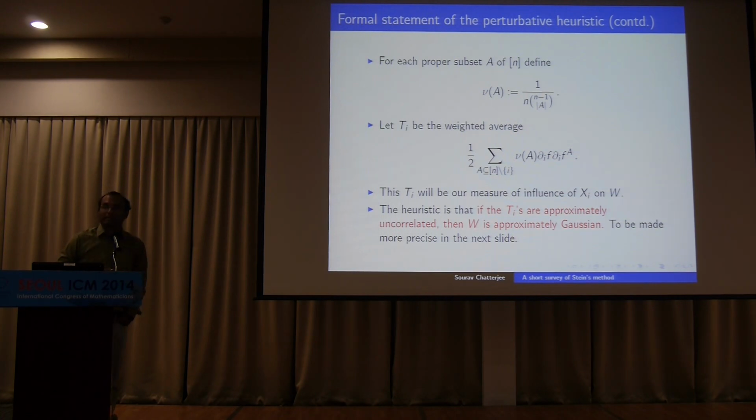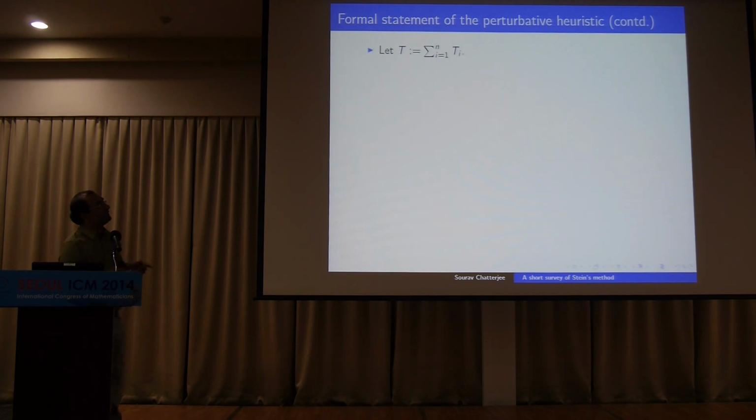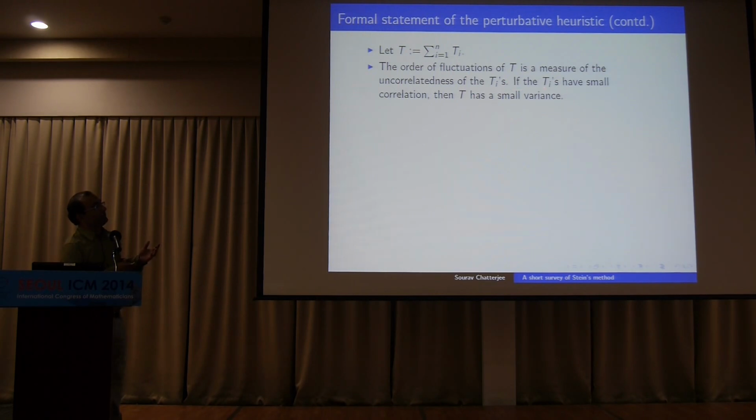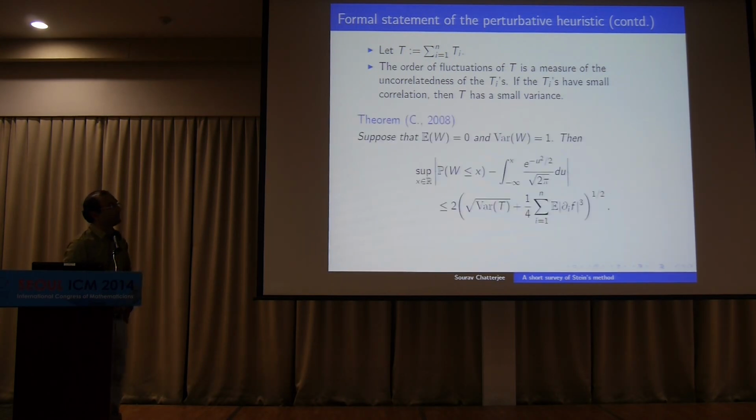So I'll state the theorem in the next slide. So you see, you have an arbitrary function of independent random variables. You construct some influence measures using that, and then you are claiming that if these influence measures are approximately independent, then W is approximately normal. So let T be the sum of the TIs, and what I mean by uncorrelatedness is that T has small fluctuations. So if the TIs are independent, you can expect that T has a small variance. Okay, so relatively small variance. So the fluctuations cancel out.